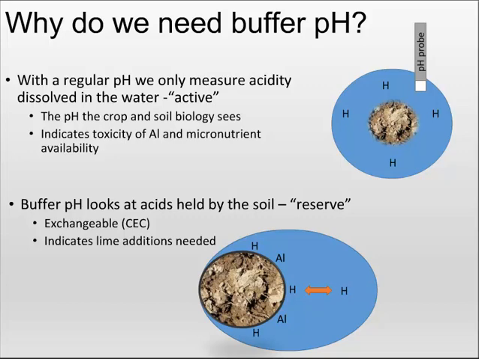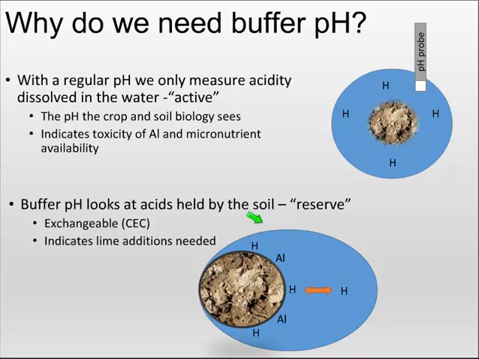So, why do we need a buffer pH? That regular pH, the active pH, you only measure the acidity dissolved in the water. So you take a soil sample, and it can be in a 1-to-1 ratio. You take 1 gram of soil, and you can also dissolve and have 1 gram of water, a simple mixture, and the pH probe goes in there and measures the acidity. The buffer pH is a way that we look at the acidity that's held in reserve, what's absorbed to the soil, so that if you add lime to get rid of this acid, is there going to be additional acid that comes off the surface of the soil?